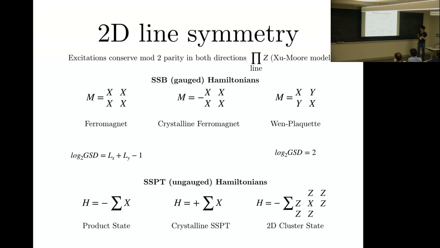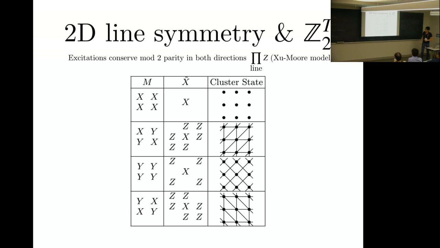So the Wen-Plaquette, you can also view it as having a subsystem symmetry, but it spontaneously breaks the subsystem symmetry, and you have this ground state degeneracy. So it sort of shows that the dual pictures are different. The SSPT for the product state and the 2D cluster state belong to different phases. And with line symmetry, if you add a global time reversal, you find an extra generator, and the corresponding hopping matrix is this one, and I can view it as attaching an I to every domain wall. The corresponding cluster state is this weird-looking graph where it seems like there are two different cluster states that are not connected, but in fact it's preserved under global time reversal and this 2D line symmetry.